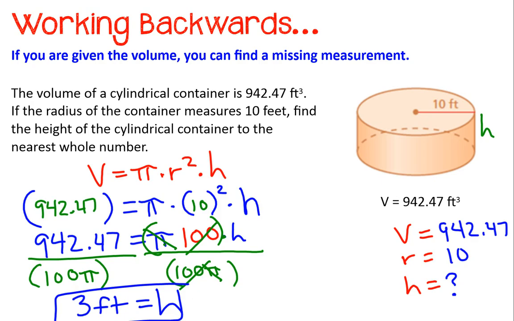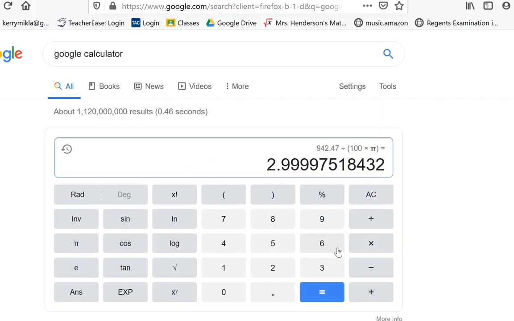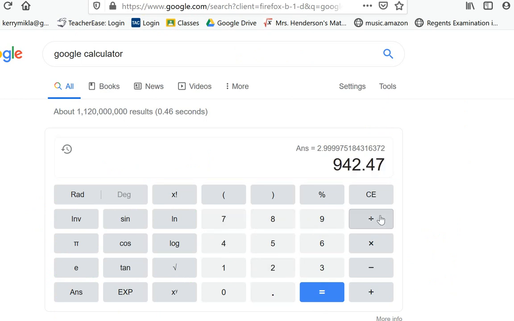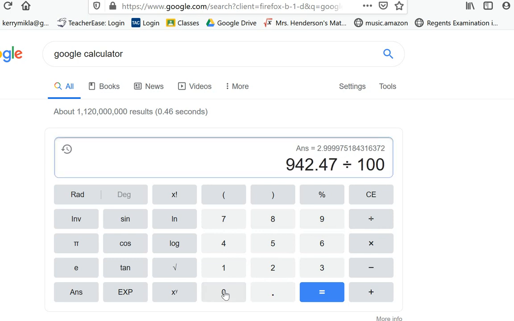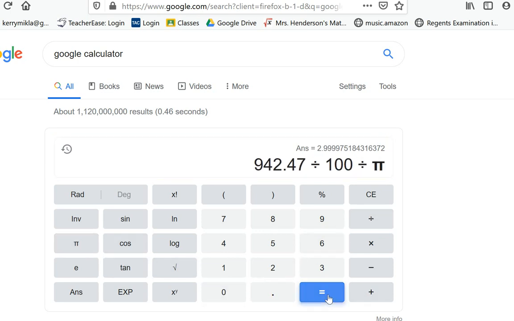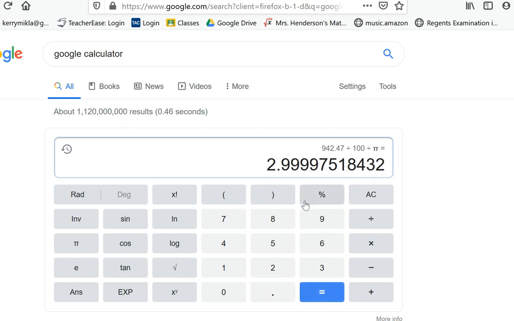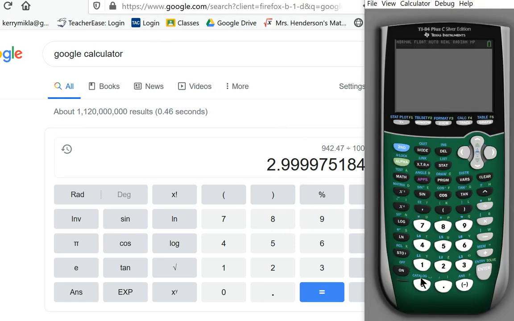Now I'm going to go back to that calculator for a second. I'm going to type it again, 942.47 divided by 100 times pi. And this time, I'm not going to use my parentheses. But see, this one, it came out right, but oftentimes it doesn't. So be very careful to check that, okay, when you're using your calculator. So I'm going to show you on mine, just to show you.